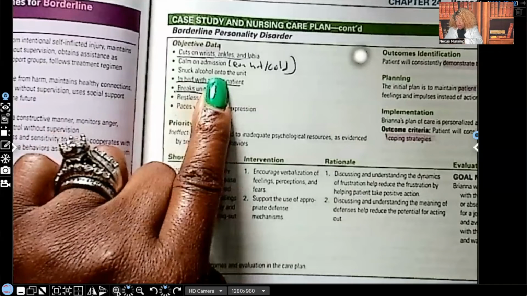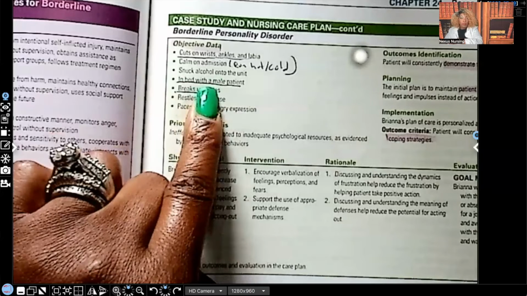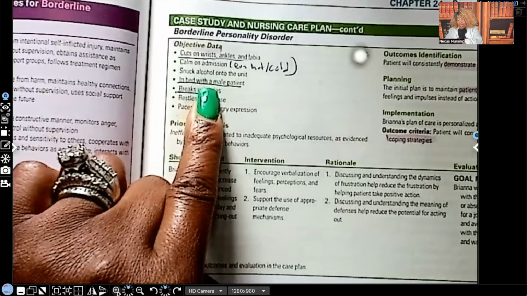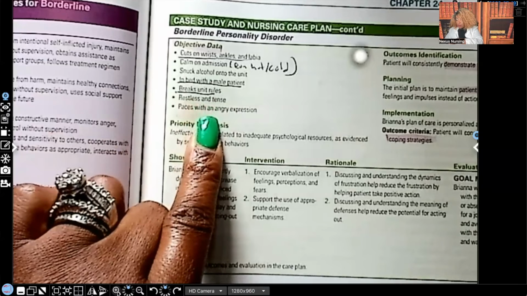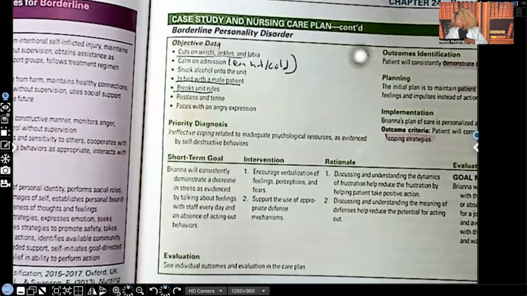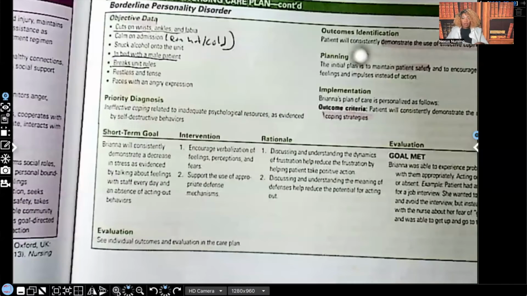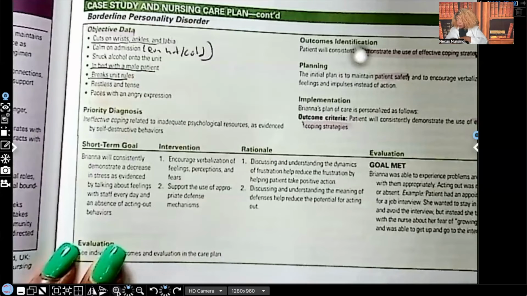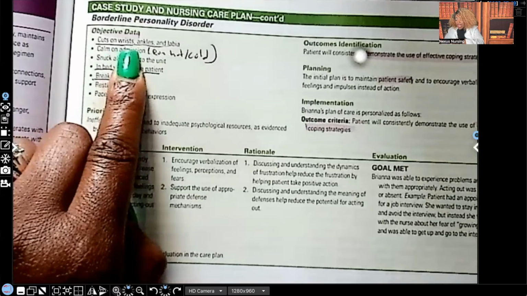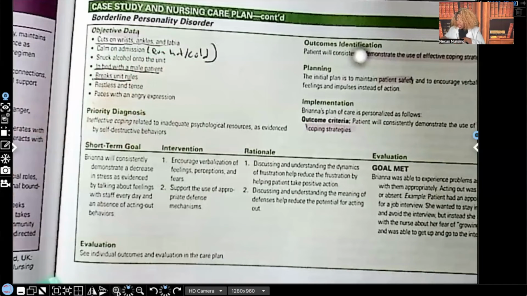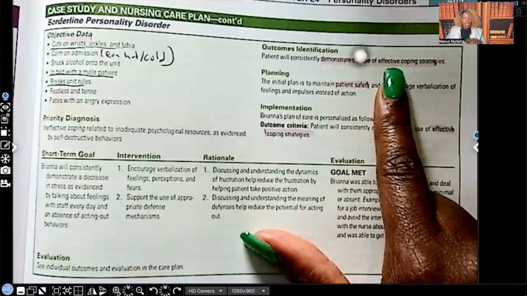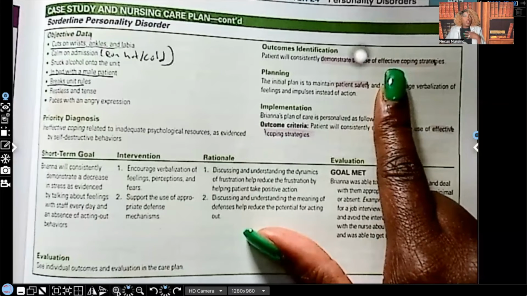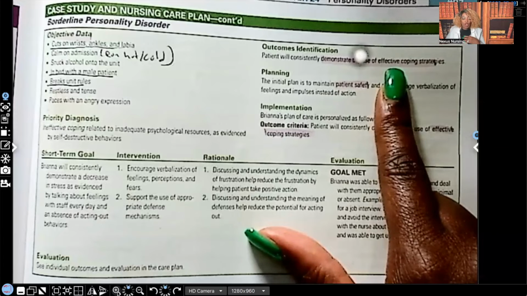Sneaking alcohol into the unit, going into bed with a male patient. Remember, they have a lot of promiscuous behavior, breaking rules, restless, pacing with angry expression. So let's look at the outcome for manifestations. For the cuts on wrists, or ankles, labia, for those cuts, you're going to demonstrate the use of effective coping strategies. Because right now, when they're angry or they're frustrated, they don't know how to cope with those emotions.